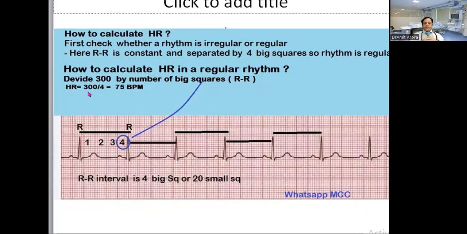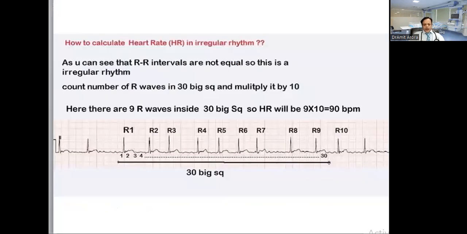300 is derived from a physical derivation; the engineers who designed it worked it out, so you don't have to do anything. You just have to remember the figure of 300. If the rhythm is regular, you divide 300 by the number of big squares. In a hurry, we are not going to calculate small squares. So here, 300 divided by 4 comes out to be 75 beats per minute. So it's very easy. But don't forget to check the rhythm before that.